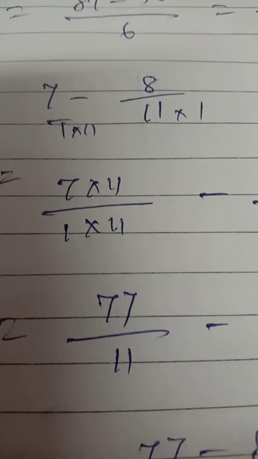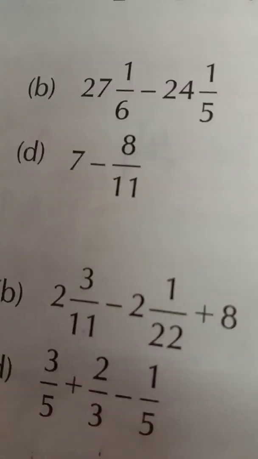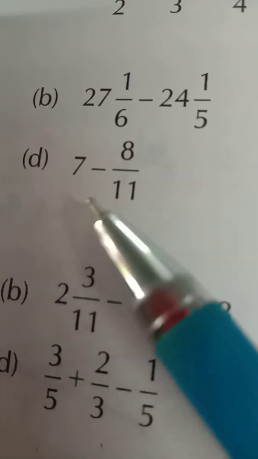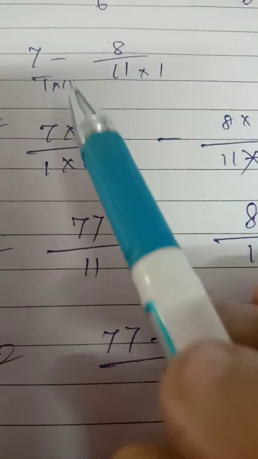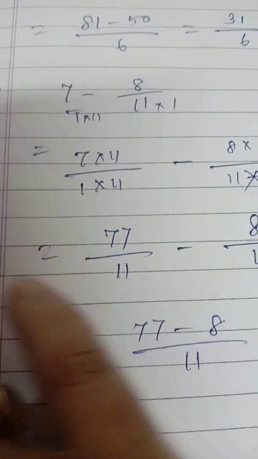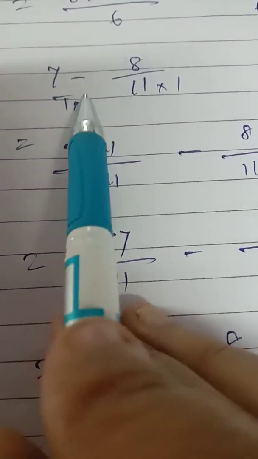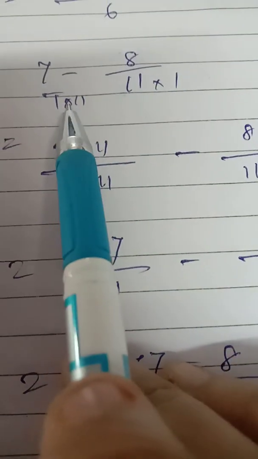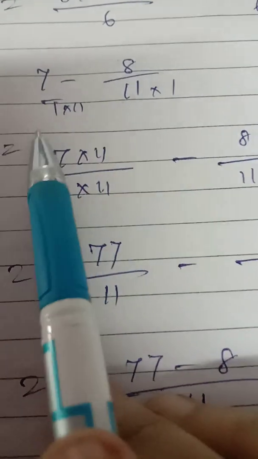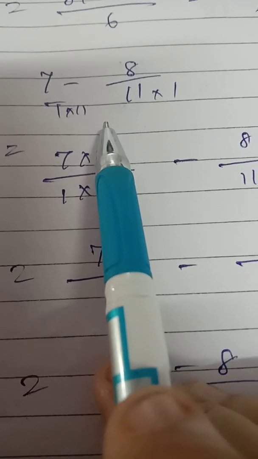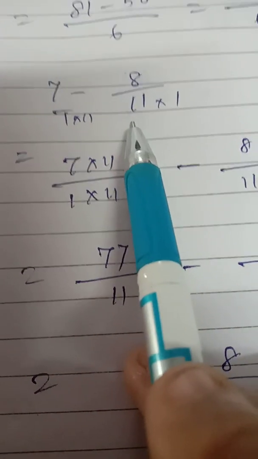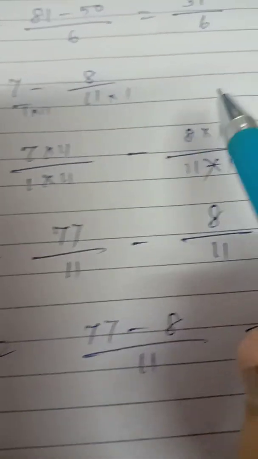Another example: here there is no denominator, 7 minus 8 upon 11. How will we solve it? So for 7, if the denominator is not there, then put 1 as denominator. So 7 upon 1 minus 8 upon 11. Here both the numbers are prime numbers. So LCM is 11.